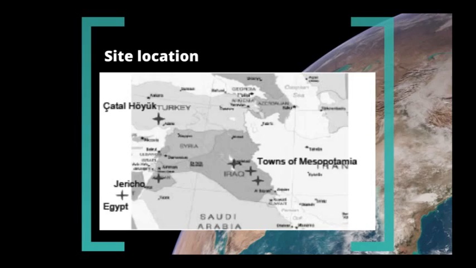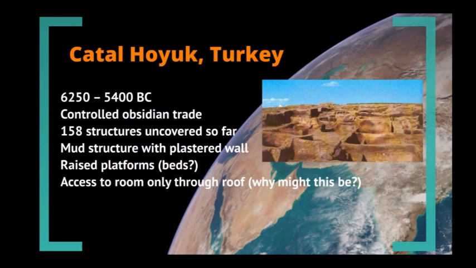So Catalhoyuk in Turkey, 6,250 years to 5,400 BC. It is known to have controlled the obsidian trade in the area. What's obsidian? Do you remember what obsidian is? It's a rock, yeah. Volcanic glass. So relatively rare resource. Only specific areas are going to have it. It's created by cooling lava, essentially, right? So it's volcanic glass, and it can be flint-knapped to produce very sharp edges, so a valued commodity. And this place dominated that local economy.